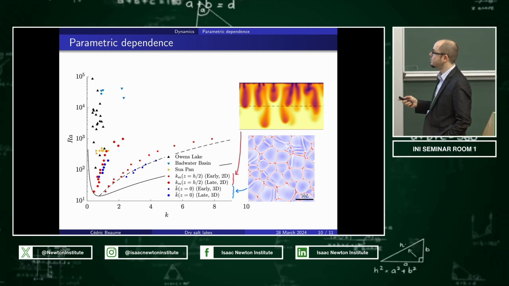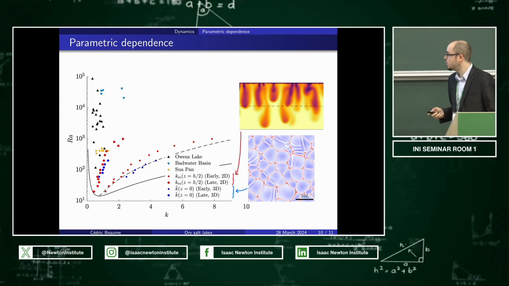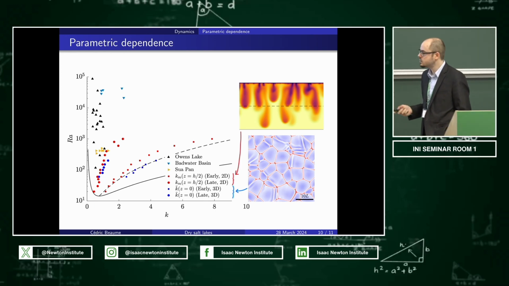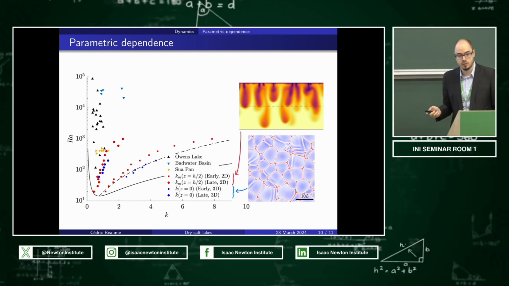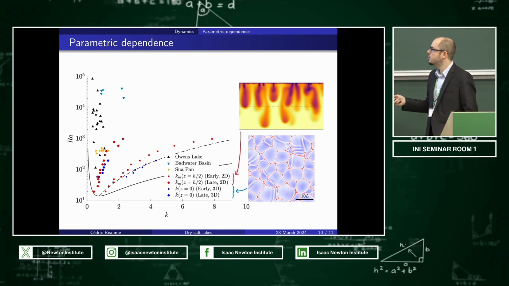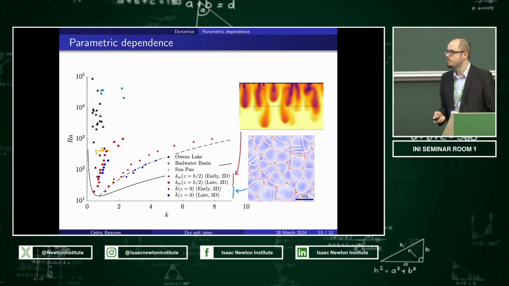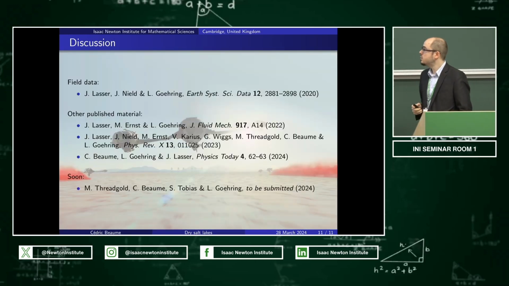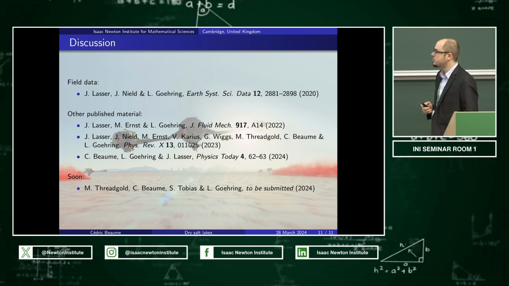The black triangles are Owens Lake. The blue triangles are from Badwater Basin. I've already spoken about these lakes. And the yellow triangles here are taken from Makgadikgadi in Botswana. So there's another continent and similar types of length scale. I'll leave you with this, the material that we've written on this.